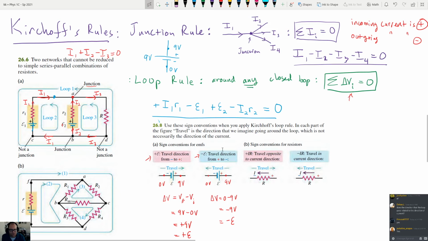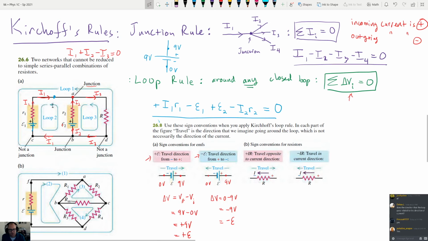Now, resistors are a little trickier because you also need to include the current, okay? So the sign convention for resistors states that when you travel opposite to the direction of the current, you're going to get positive IR. And when you travel in the same direction as the current, you're going to get negative IR.